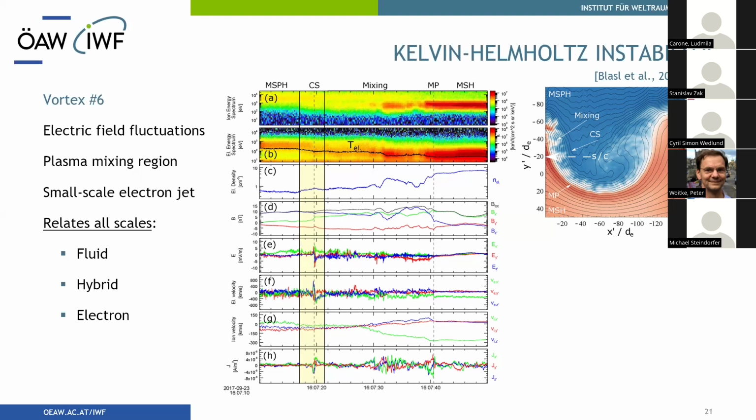Now, unfortunately, I don't really have the time to show you in detail why we identified the kinetic reconnection, but I can show you here that in this yellow shaded region here, we have a peak in the electric field, the electron velocity, and the current density. And from different analysis, we found out that this is reconnection at the electron scales. So with these observations and the simulations, we were able to relate all the scales, fluid, hybrid, and electron scales, for the KHI, and all of these scales differently influence the shape of the vortices and their evolution.